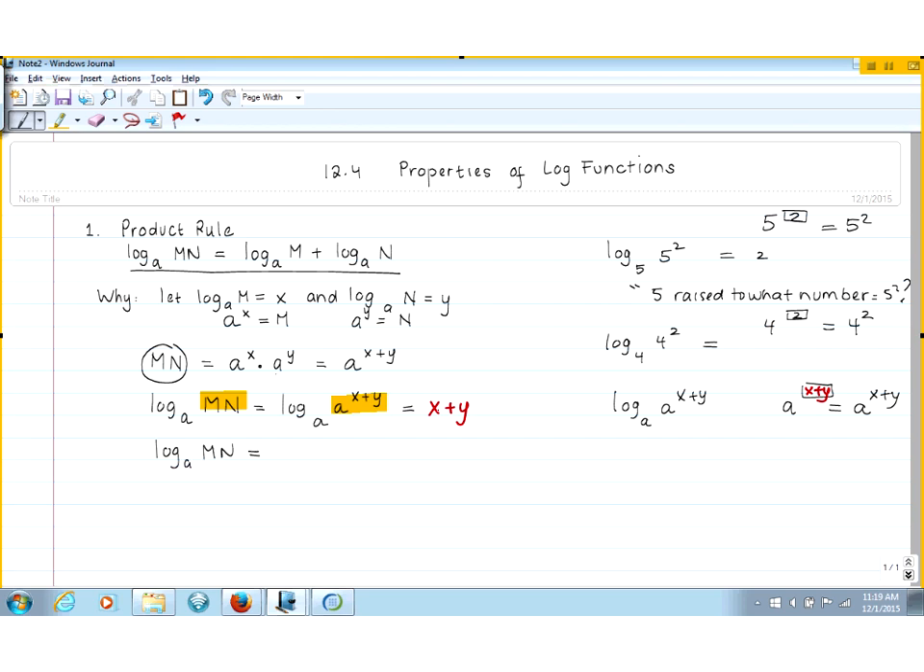So log base a of mn is equal to, what is your x? This is your x here in the beginning. What is your x? Log base a of m. What is your y? Log base a of n. So this is the proof. Yeah, that's right. So proof is always long, right?